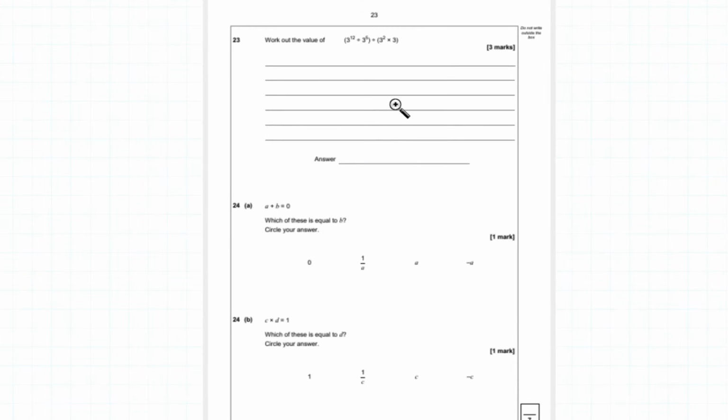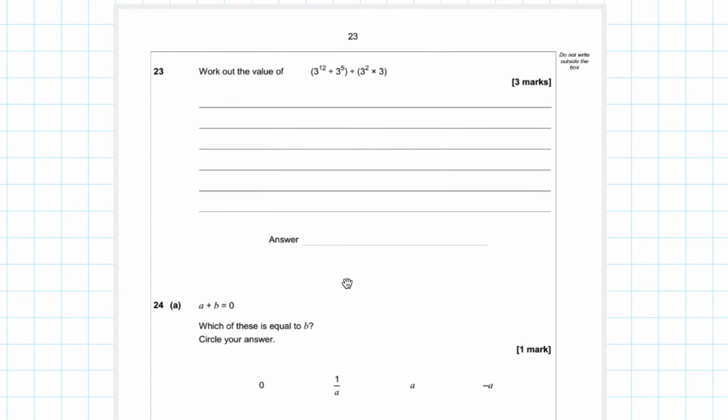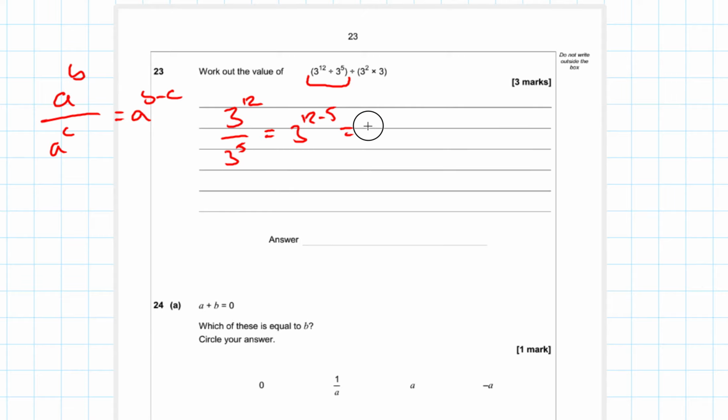Question 23, so here, work out the value of 3 to the power of 12 divided by 3 to the power of 5 divided by 3 squared times 3. So here, individually do this. So this is 3 to the power of 12 divided by 3 to the power of 5. Use your indices rules, so a to the power of b over a to the power of c is equal to a to the power of b minus c. So here this is 3 to the power of 12 minus 5, which is equal to 3 to the power of 7.